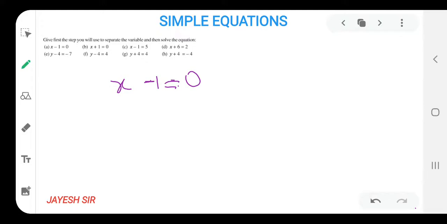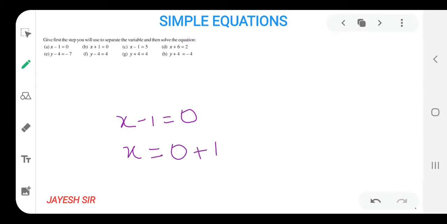The other method is a long process, so I will explain the first one. Here x and minus 1 both are present. Let us erase it. Minus 1, after going to the other side of the equation, will become plus 1. So 0 plus 1, and anything added to 0 results in itself. So the value of x we obtain is 1 only.